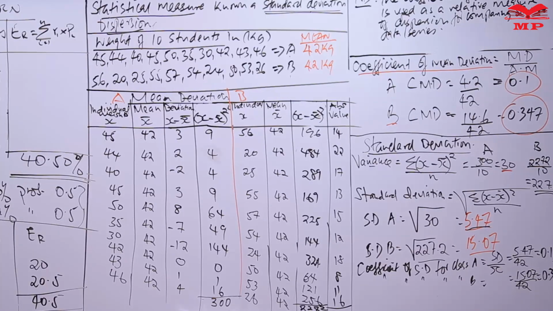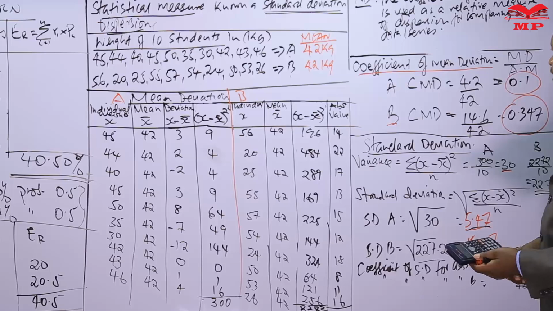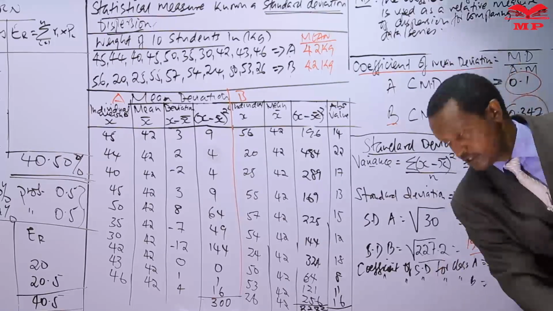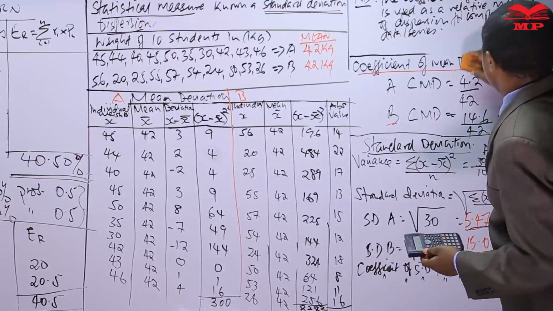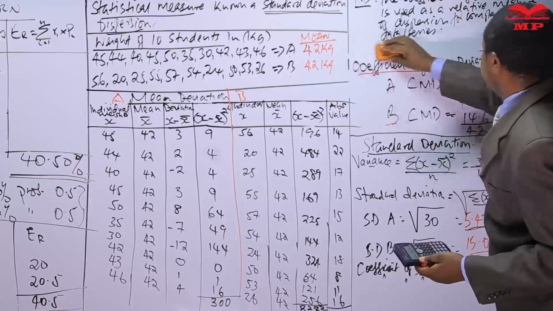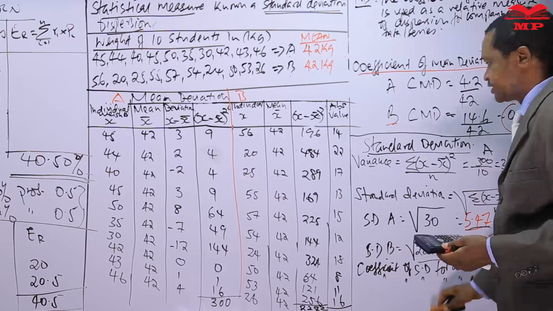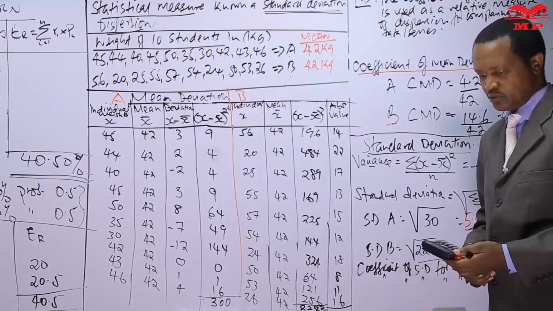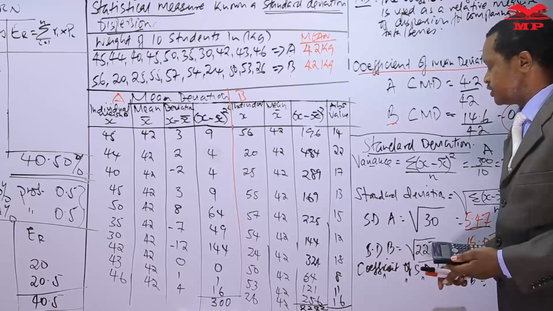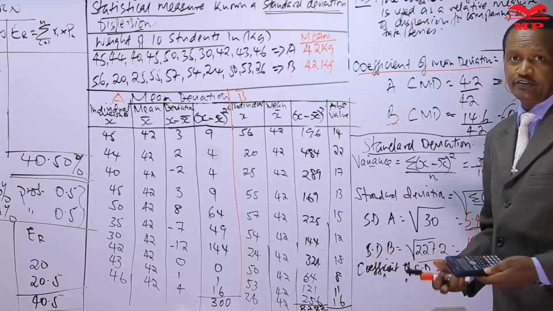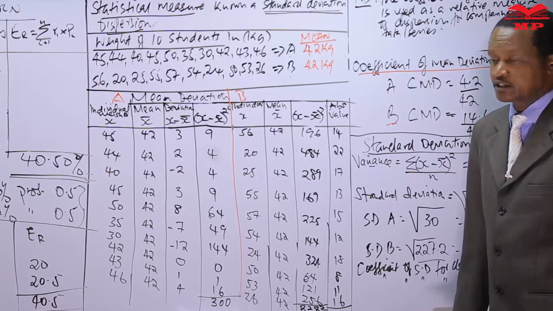And of the two measures of dispersion, that is the mean deviation and the standard deviation, the standard deviation is widely used as it is less affected by fluctuations in sampling. The standard deviation is preferable as compared to mean deviation because it's less affected by fluctuations in samples.